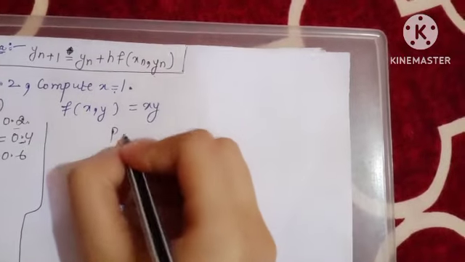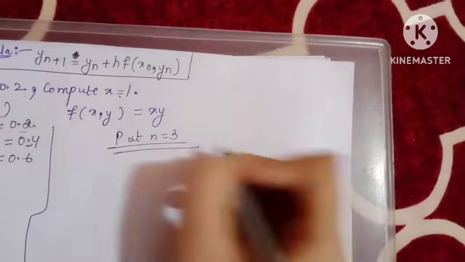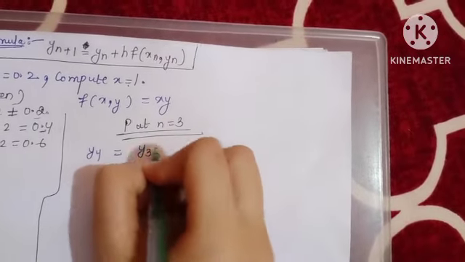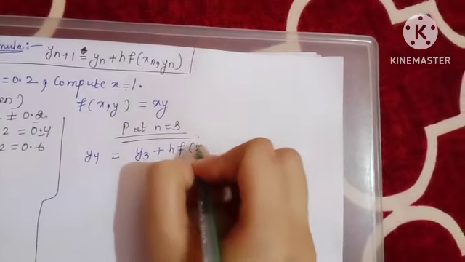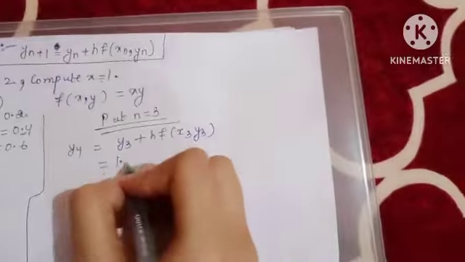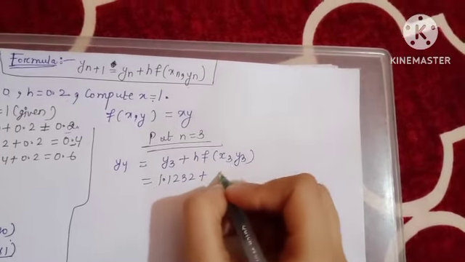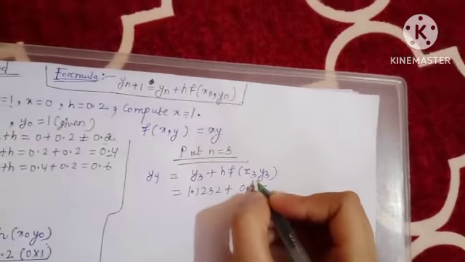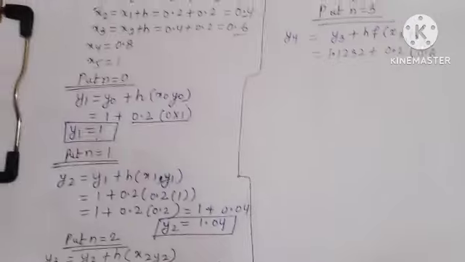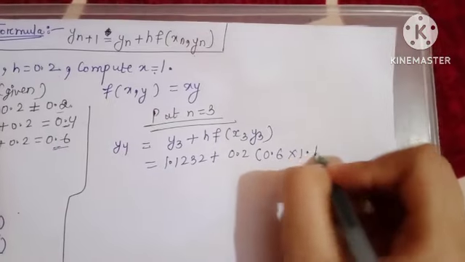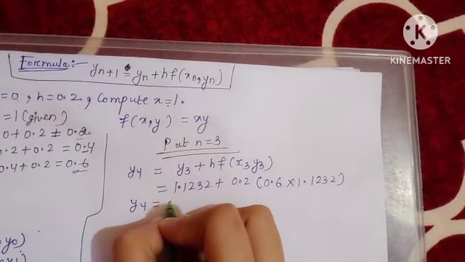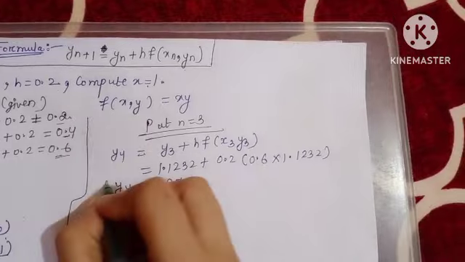Like this, put n equal to 3. So y4 is equal to y3 plus h f(x3, y3). So y3 we have got 1.1232. 1.1232 plus the value of h is 0.2 into x3, the value of x3 is 0.6, and the value of y3 is 1.1232. So y4 will become 1.271.